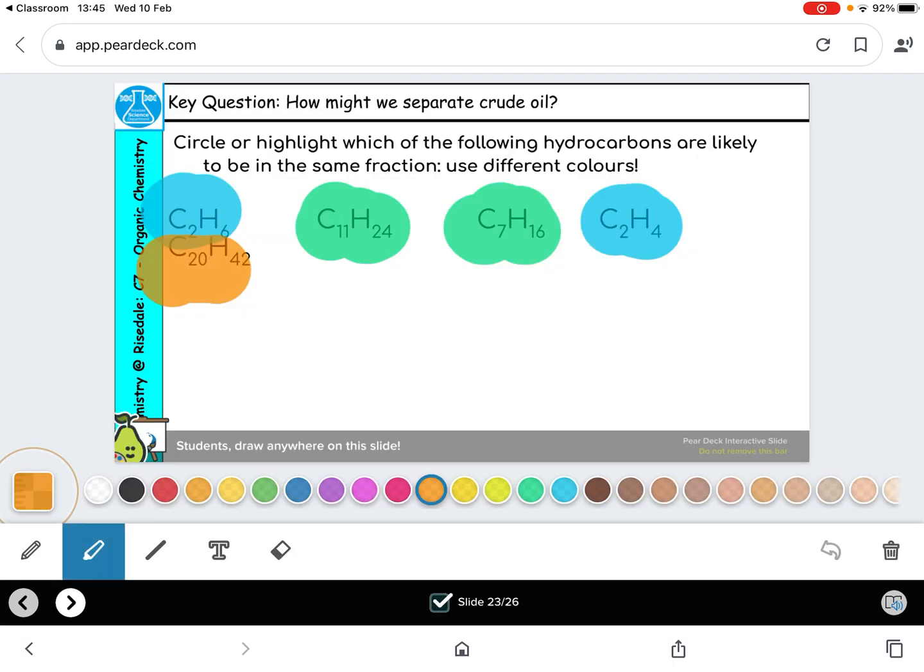Earlier I said chains with similar lengths had similar boiling points and would come out in the same fractions. This question may have been a little more confusing because the last fraction fell off the top line on this question. There are 2 molecules with 2 carbons, which would be in the same fraction. C7 and C11 are quite close and would likely be in a similar fraction. C20, 20 carbons, is possibly a further fraction on its own.